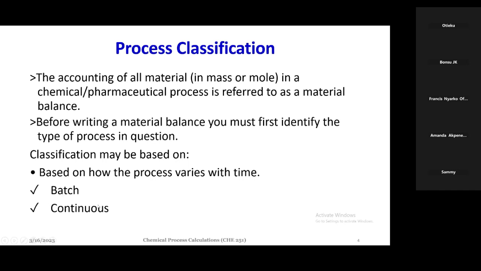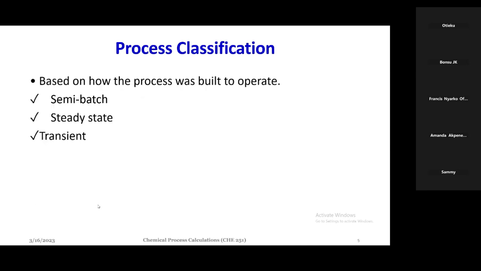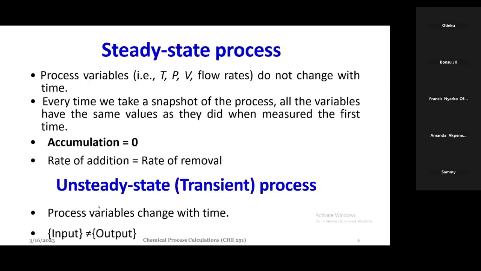But then with a continuous process, we are always putting in something and then we are collecting something out. Just like the corn mill. If you've been to the corn mill before, they're always putting in the maize and some is coming out. It's a continuous process. So that's the two main processes we'll be looking at today. So based on how the processes operate, we have semi-batch, steady state, and then the transient. I think I spoke much about them on this slide.